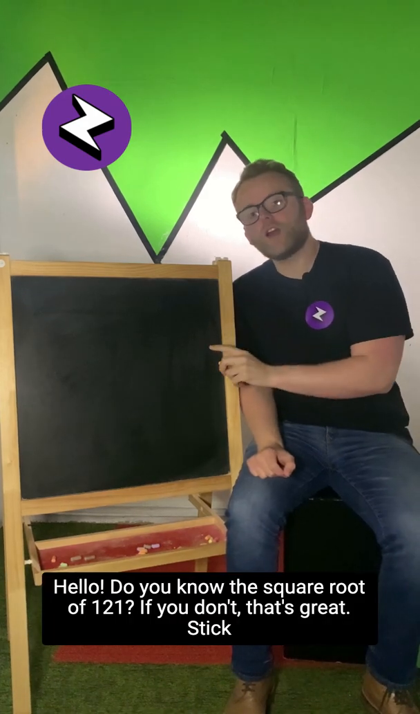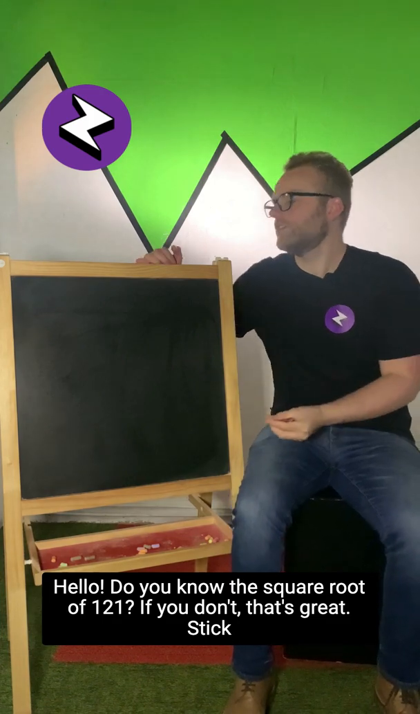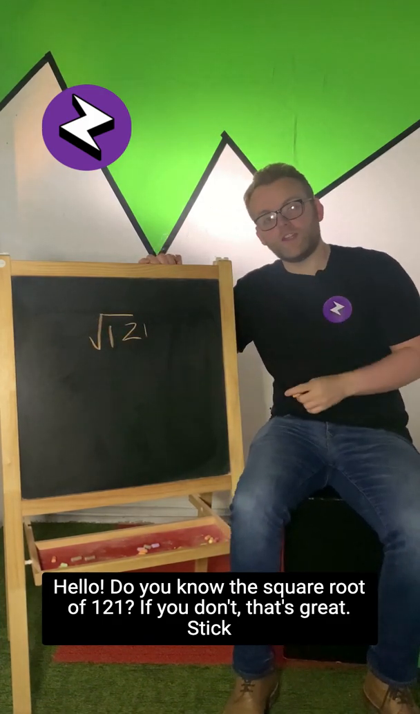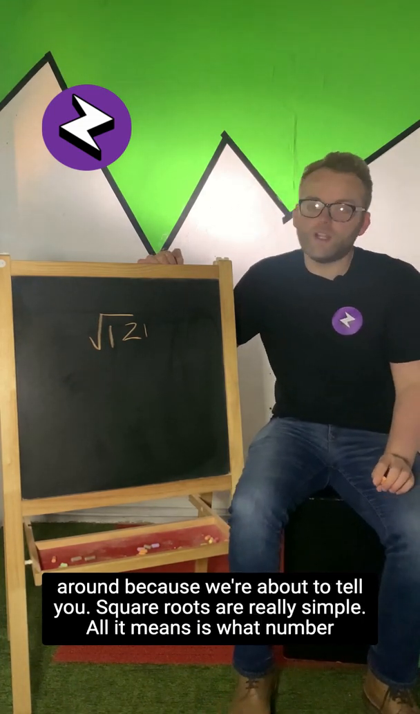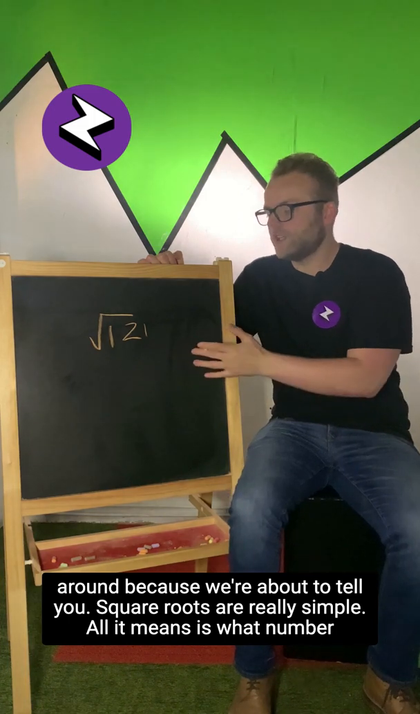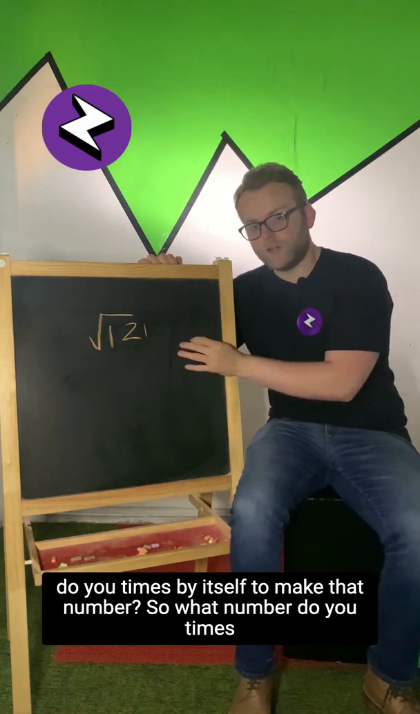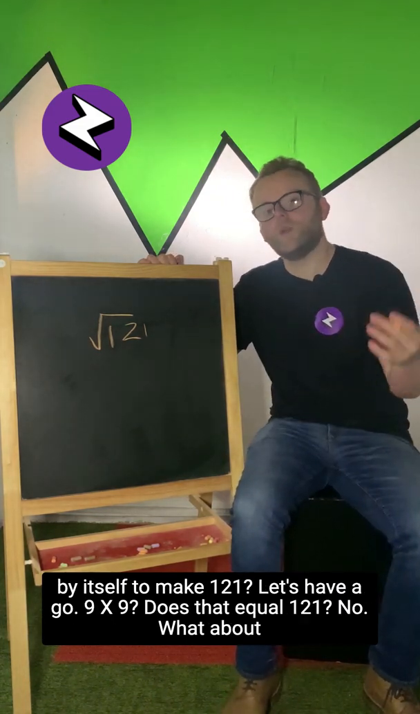Hello, do you know the square root of 121? Okay, so this number. If you don't, that's great. Stick around because we're about to tell you. Okay, square roots are really simple. All it means is what number do you times by itself to make that number. So what number do you times by itself to make 121?